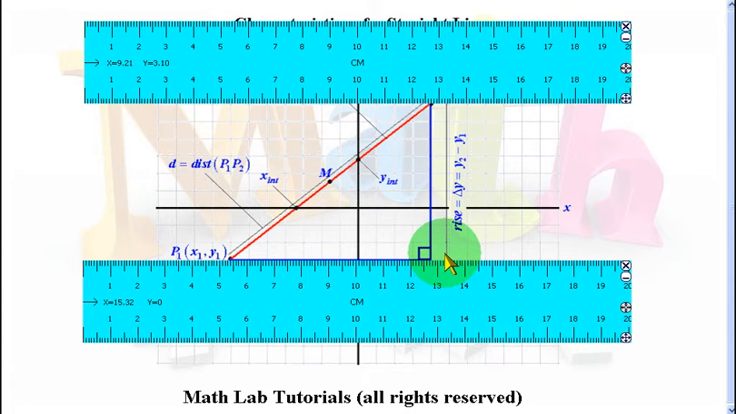Rise, y2 minus y1. We use delta y as a short form for y2 minus y1. Again, delta means difference, and delta y means difference in y values. Okay, so it's y2 minus y1. y2 over here is 6. y1 is negative 3. So 6 minus minus 3 is 9. And that will give us the rise. Now let's talk about the midpoint.